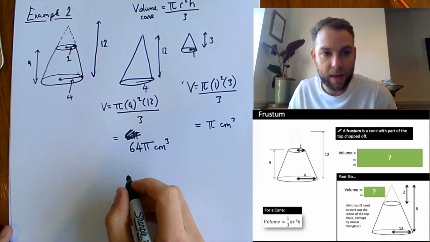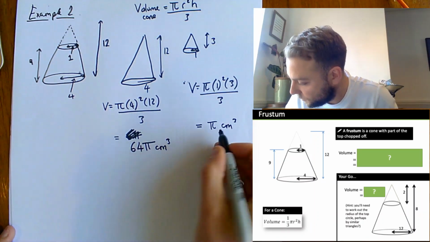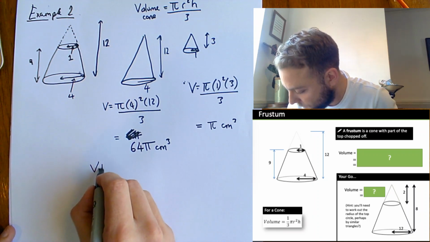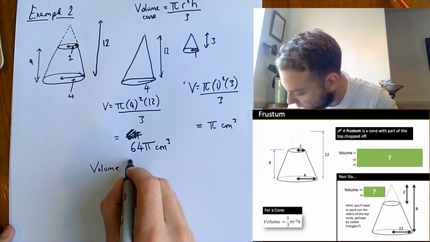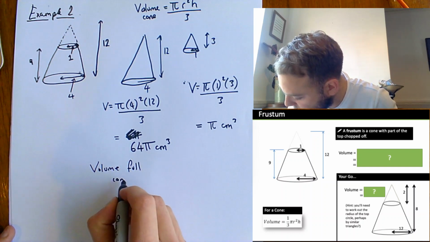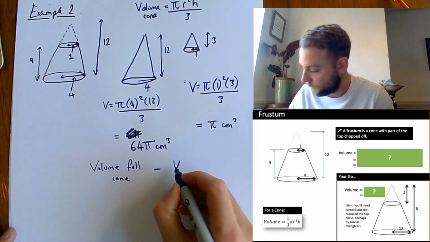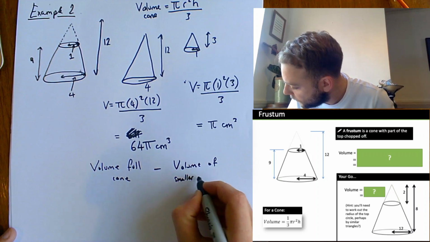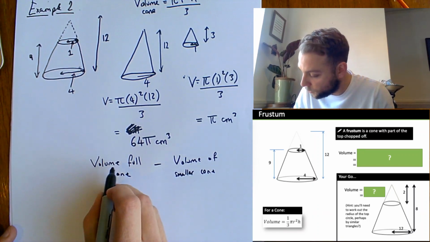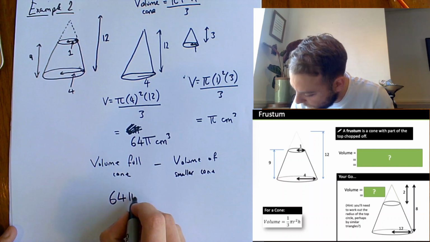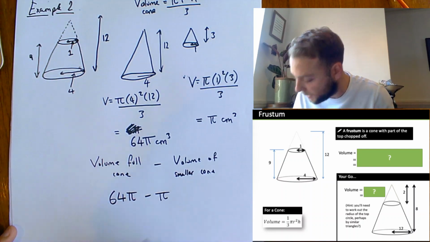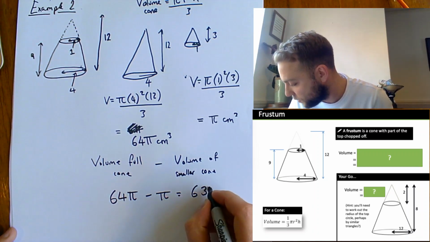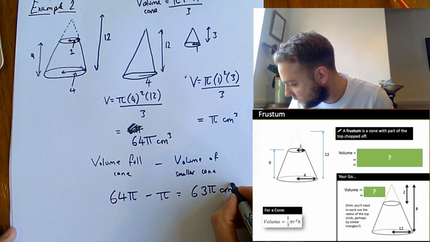And then the volume of this frustum is going to be this volume, take away this volume. So the volume of the full cone, subtract the volume of the smaller cone. The volume of the full cone is equal to 64 pi. Take away the volume of the smaller cone, which is equal to pi. So this is equal to 64 pi, take away pi, which is equal to 63 pi centimeters cubed.